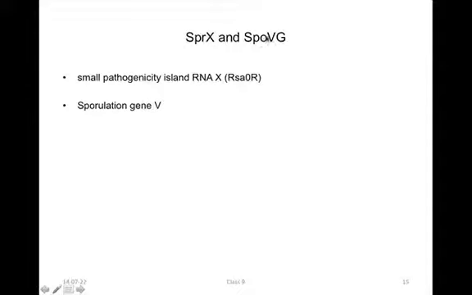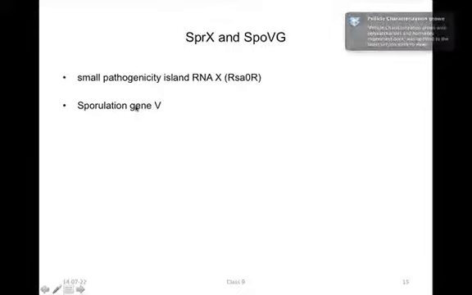The SPOVG is a sporulation gene, and it's important in sporulation for Staph aureus.